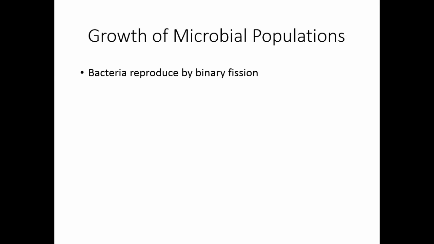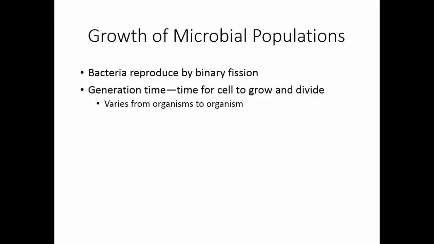You'll remember that bacteria reproduce by binary fission. The generation time is the time for one cell to grow and divide. This varies greatly from organism to organism. Under optimum conditions, the generation time is the shortest time possible. Under optimum conditions, E. coli's generation time is 20 minutes. That means if you start with one cell, in 20 minutes you'll have two, in 40 minutes you'll have four, and so on. The generation time for something like Mycobacterium tuberculosis is more like 10 hours.